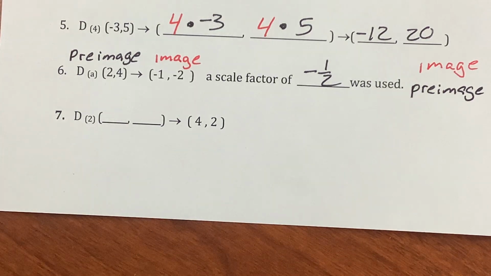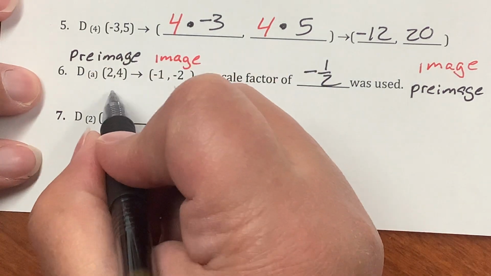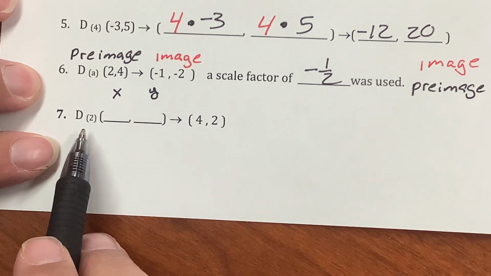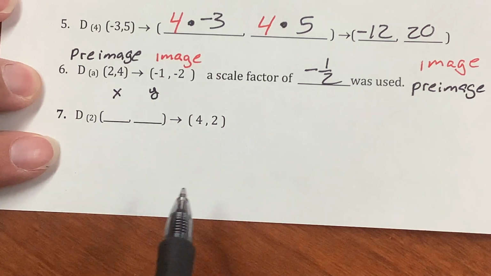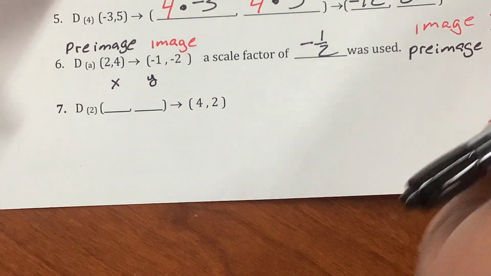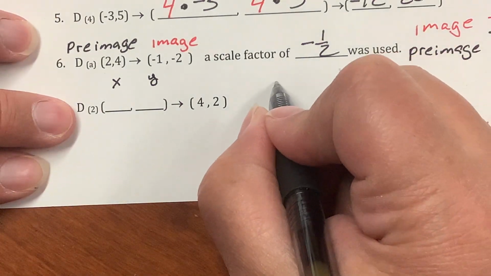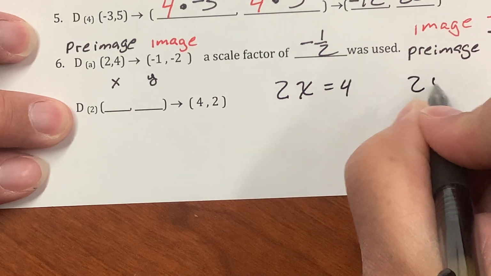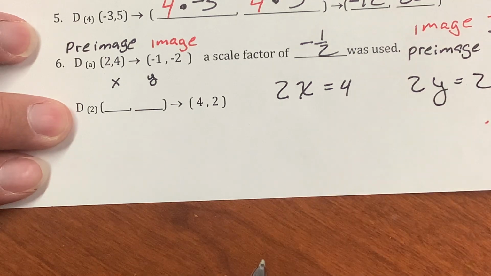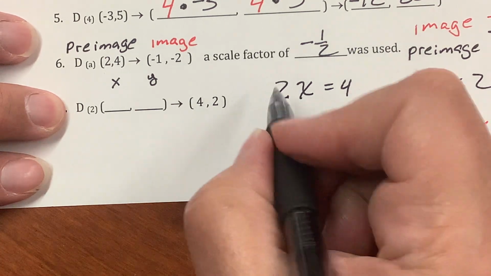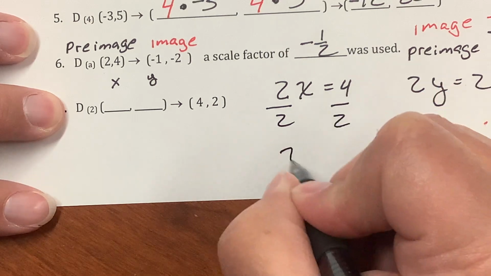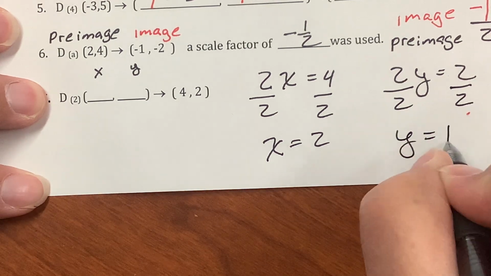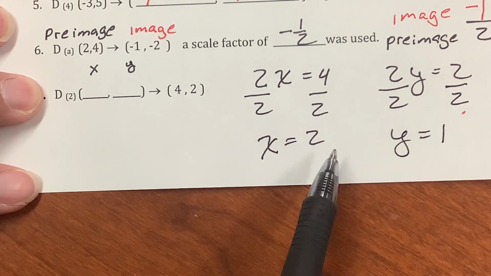And the last one, D2, I don't know what x and y are. So I could divide by the scale factor and find out what that is, because the opposite of multiplying, well, let's just write it down. Well, 2 times x equals 4, and 2 times y equals 2. All right? So divide by 2, and x equals 2. Divide by 2, and y equals 1. So my coordinate is 2, 1.